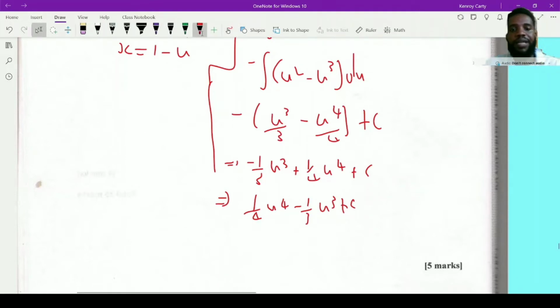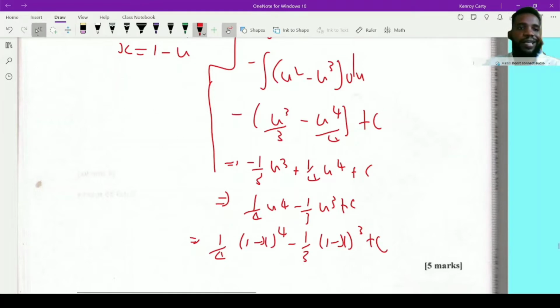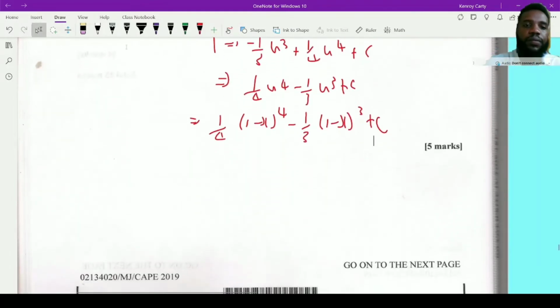But I'm not completely finished as yet, because bear in mind that u was equal to 1 minus x. So this becomes a quarter (1 minus x) to the 4 minus 1/3 (1 minus x) all cubed plus c. And I can actually make this simpler by factoring out a (1 minus x) to the 3rd power and simplifying it as far as possible. So you could go right ahead and do that. Normally you want to break it down as far as possible to get your maximum marks. But I'm going to move to the next question.